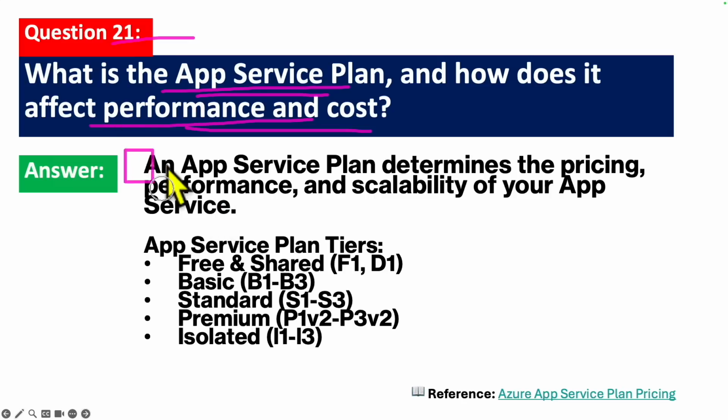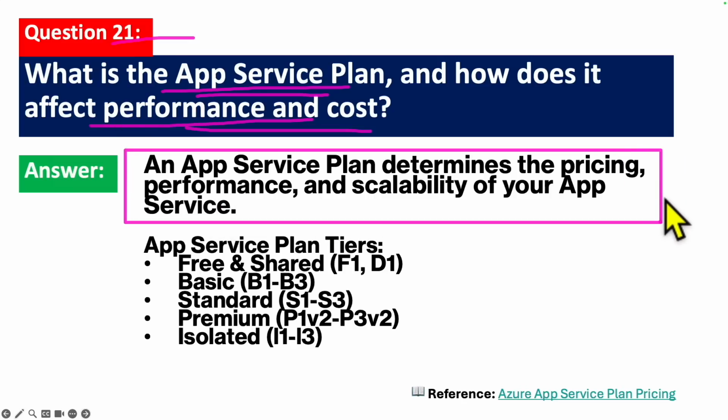First, let's understand what is app service plan. An app service plan determines the pricing, performance, and scalability of your application service. And it defines the region. Region is nothing but a data center of the physical server where your application service is hosted, and the number of resources. These resources are nothing but CPU, memory, and storage allocated to your application.